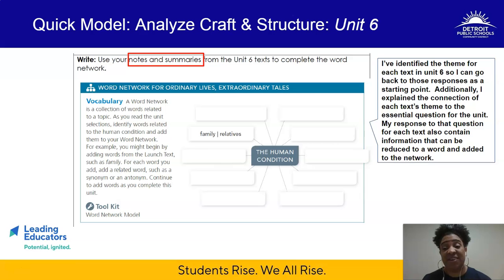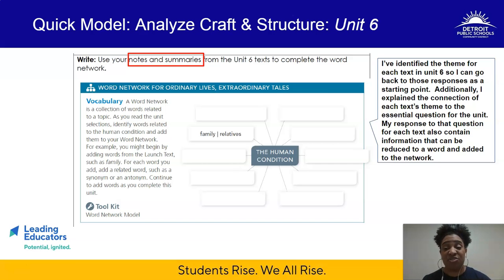You've also identified the theme for each text in Unit 6, so you can go back to those responses as a starting point too. And you have explained the connection of each text theme to the essential question for the unit. So you find the part in each lesson series where you have identified the theme and you've connected that theme to the essential question for the text. And then based on the verbiage that you put around it, the words that you used or the phrase that you came up with in your response, you're going to put that in the word network, okay?